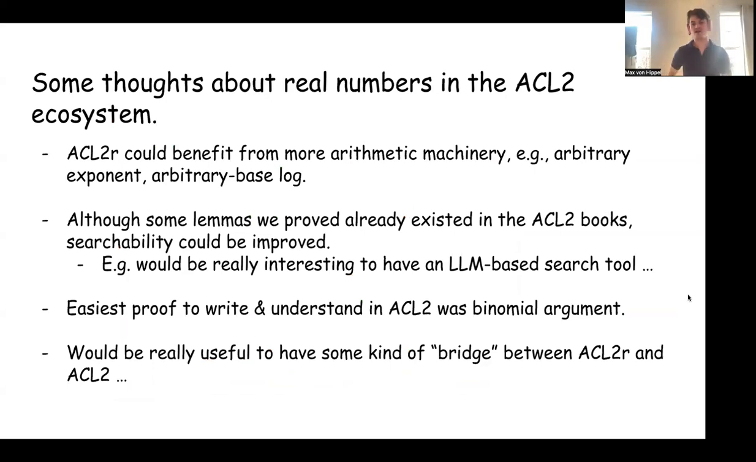So proving all this was quite tedious in ACL2, in particular proving Ken's theorem was pretty difficult, and led me to have some thoughts about how ACL2 could be improved. First of all, when I did the obvious proof in ACL2R, it was interesting to me that some really basic arithmetic machinery was missing from the prover. Things like having the arbitrary base logarithm or the arbitrary exponent, and these are things we use all the time.